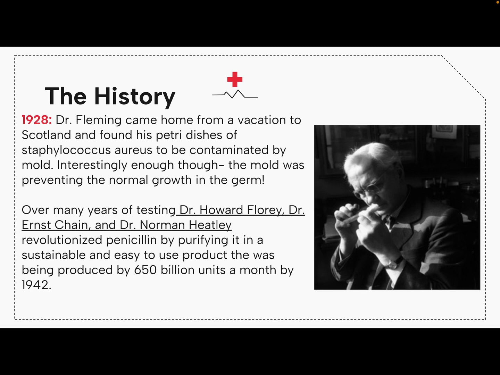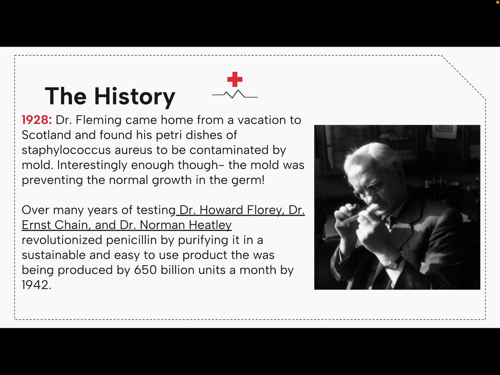One of the most interesting things about penicillin, however, is its history and how it was founded. It was in 1928 when Dr. Fleming actually came home from a vacation and found his petri dish of Staphylococcus aureus, which is basically a bacteria that causes irritation and other diseases and bacterial issues in humans, to be contaminated by mold. This mold, though, was actually found to be preventing the normal growth of the germ, which Fleming then did further research in.